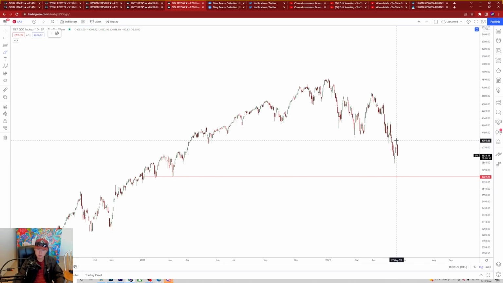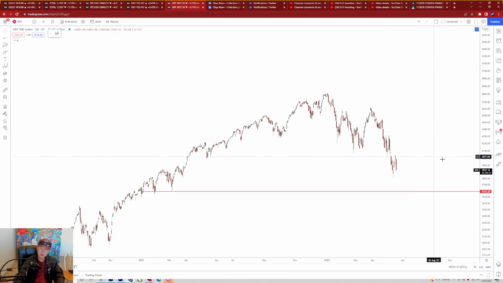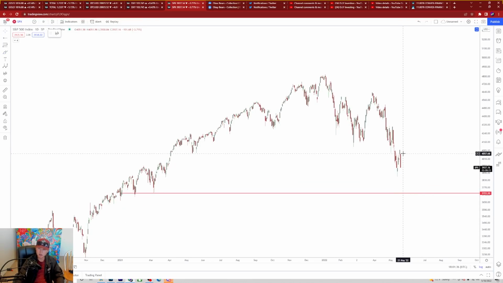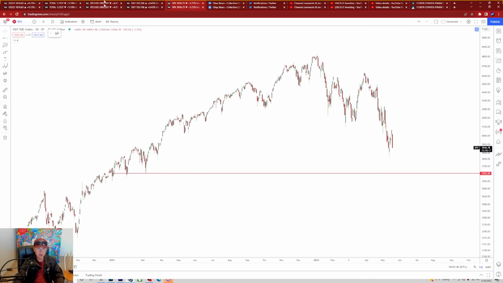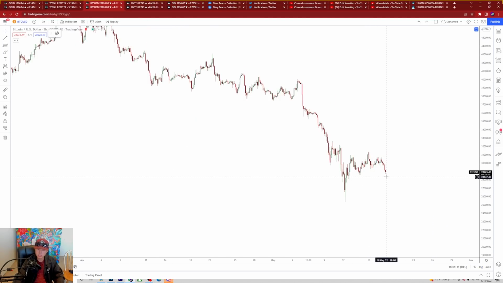But if this is going to be the case, then most likely Bitcoin's probably going to go to a lower low. I just don't really see a scenario in which this shows so much weakness and then Bitcoin doesn't show the same weakness as well. Because when we look at Bitcoin, Bitcoin's also selling off.